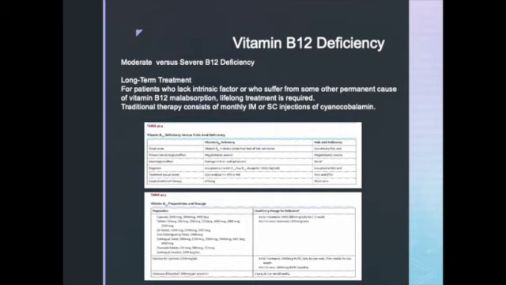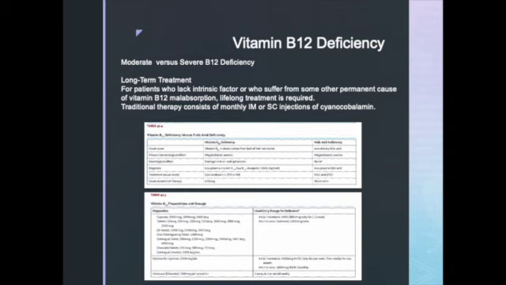Vitamin B12 is excreted very slowly, and because of that, only 0.1% of the body stores of vitamin B12 are lost. So this slow excretion points to vitamin B12 deficiency developing very slowly over years. It's not something that happens quickly.